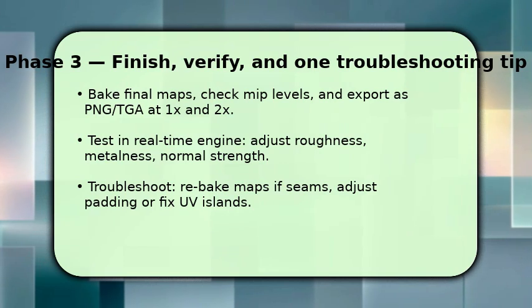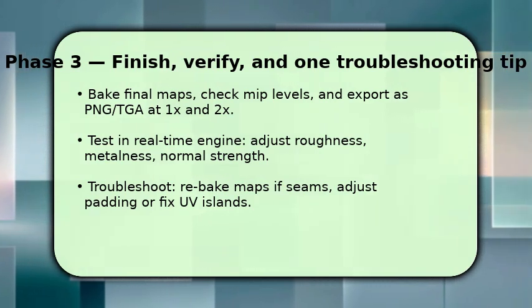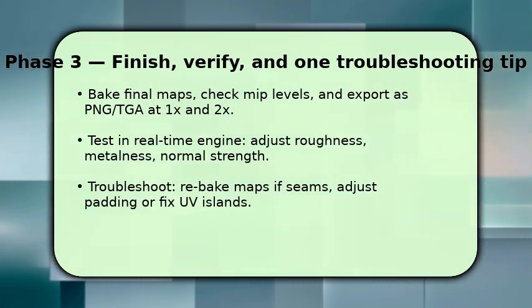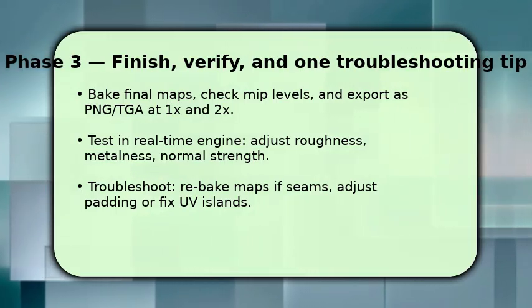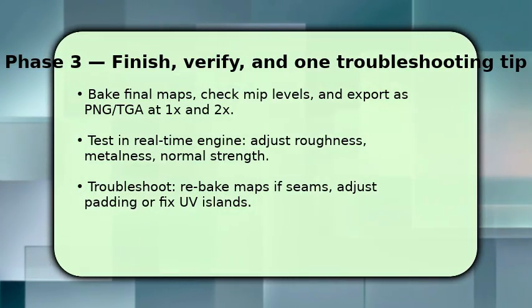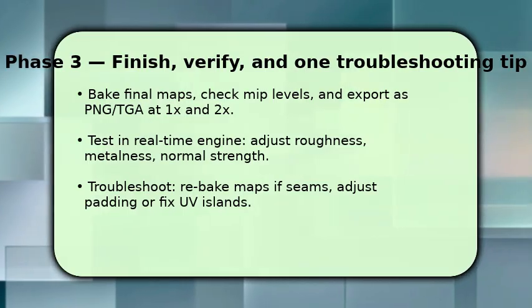Finish by refining and exporting. You check seams and textile density, tweak roughness and metallic values, and then bake final maps at full resolution. Export albedo, normal, roughness, metallic, and ambient occlusion.